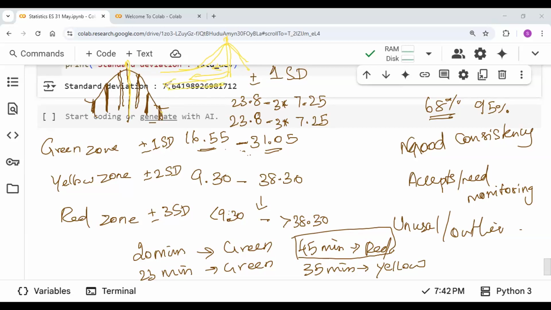So three standard deviation is a red zone, right? Two standard deviation is actually acceptable, but needs monitoring. You need to monitor these data points also. And this is the most consistent data and the reliable source of data. Can you interpret? Could you please confirm?